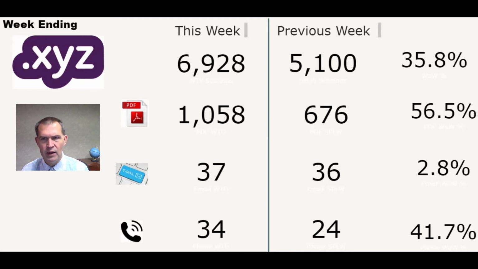and at a glance, you can quickly indicate where you are from the current week to the previous week. Now, this screenshot was taken on a Friday, so if you wanted to quickly summarize how your marketing team did, how your website or e-commerce website did, you would say quickly the sessions were up 35%, PDFs were up 56%, emails were up 2%, and phone calls were up 41%. Now you have that information quickly.